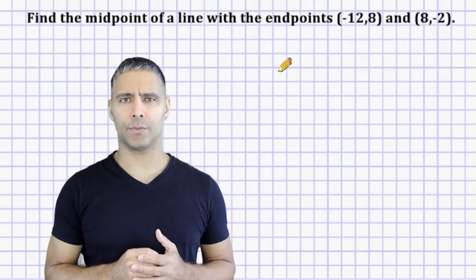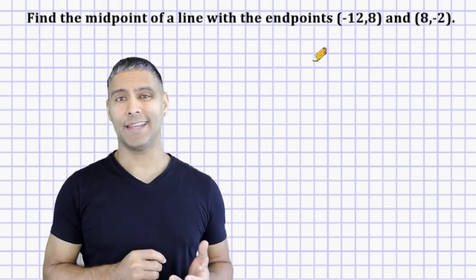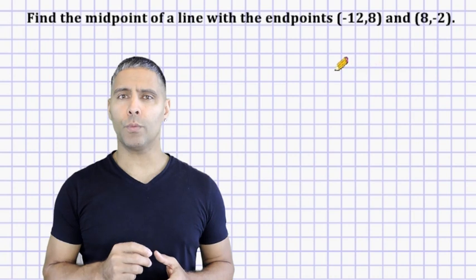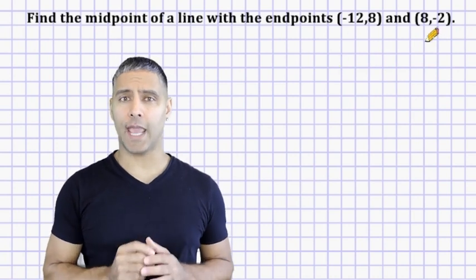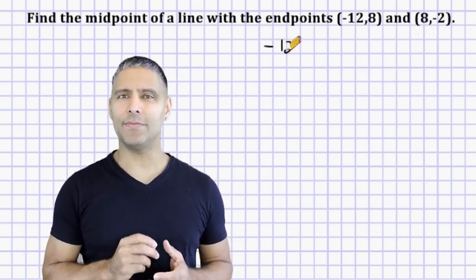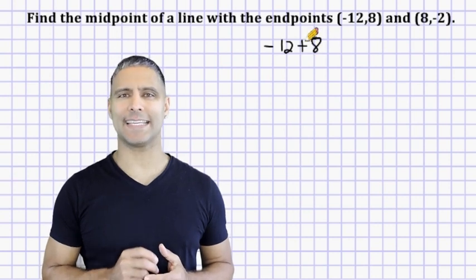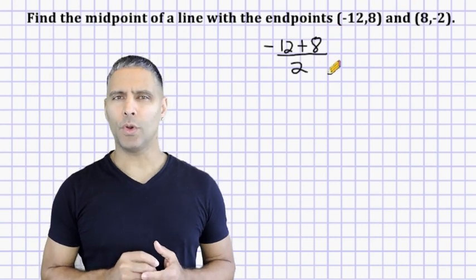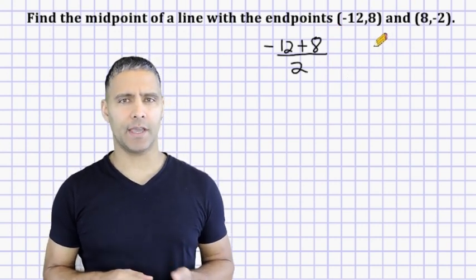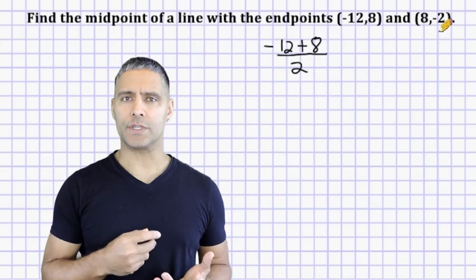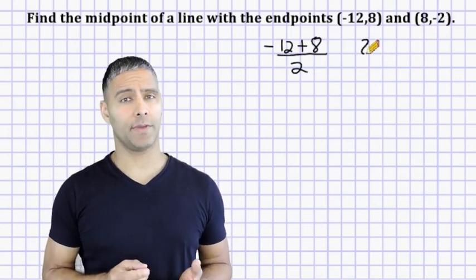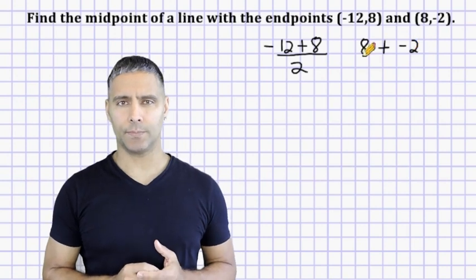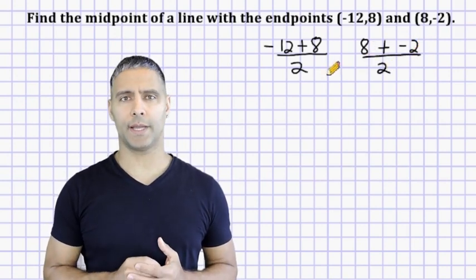We have to find the midpoint of a line with the endpoints -12, +8, and +8, -2. What we're going to do first is take our x values, add those two numbers together, and then divide by 2, because that will tell us exactly what is in the middle of those two numbers. Remember, we're just averaging these numbers together. Then we're going to do the same thing with our y values, which are +8 and -2. So we take 8 and add that to -2, and then divide that total by 2.